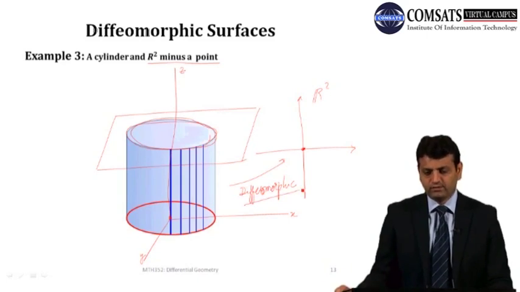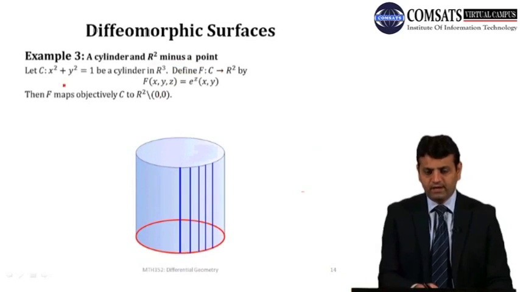Now let's see how we can prove this. We define a map from this cylinder. So why this is a cylinder? Because there is no z variable involved in the equation of C, so this means that this is all the way circle for each and every value of z, and it is a circle with radius 1 and center origin at each and every plane. So if we combine them all, it will become a cylinder. And we define a map from cylinder to R2 in the following way: e raised to power z times x, y.